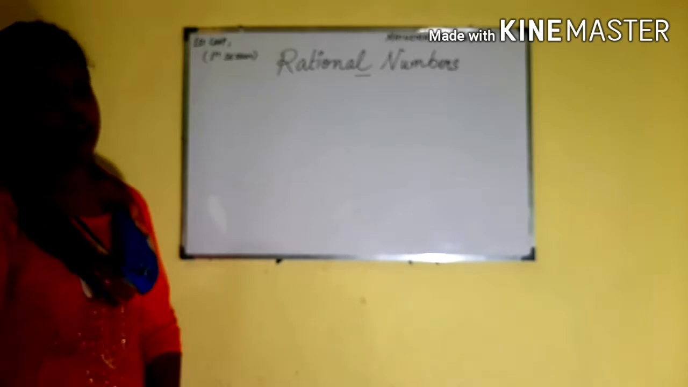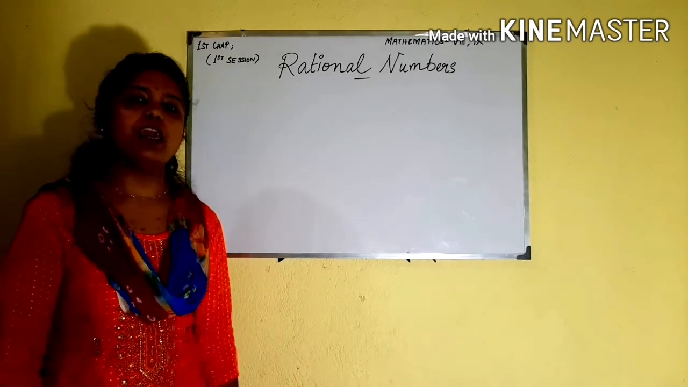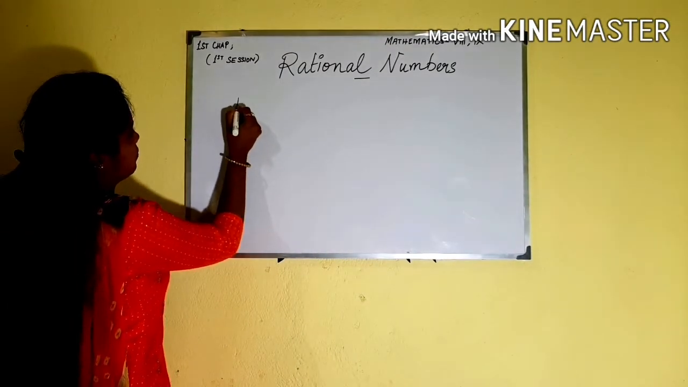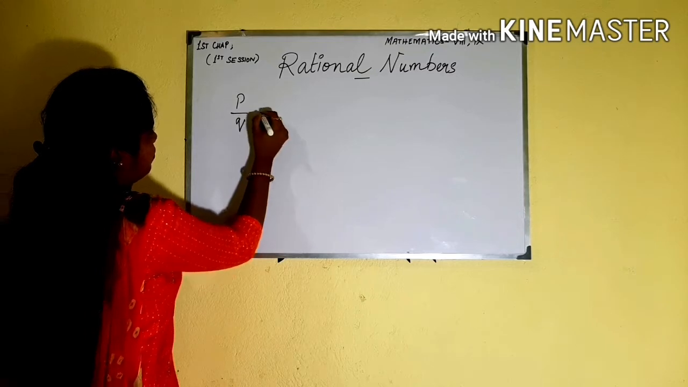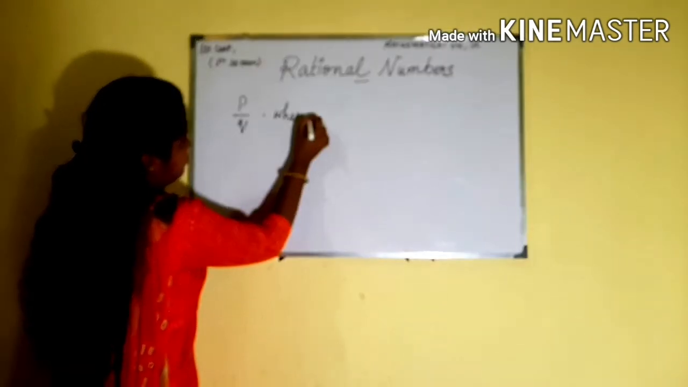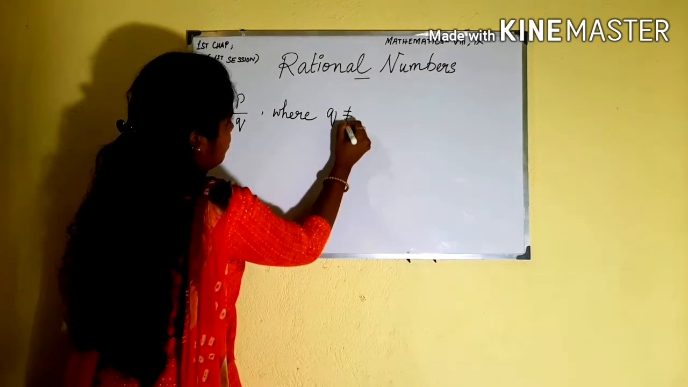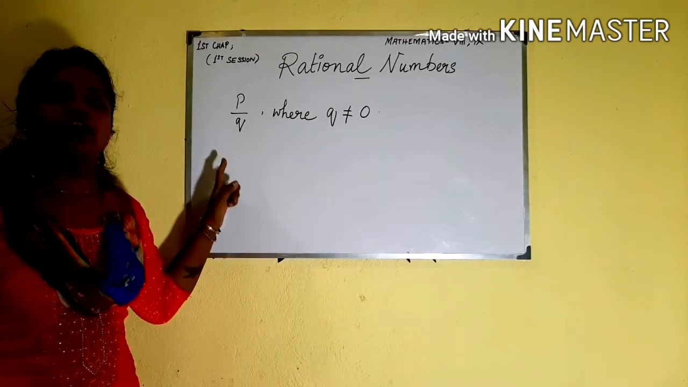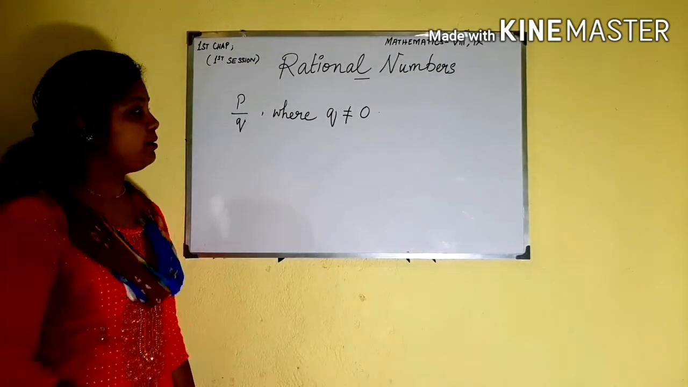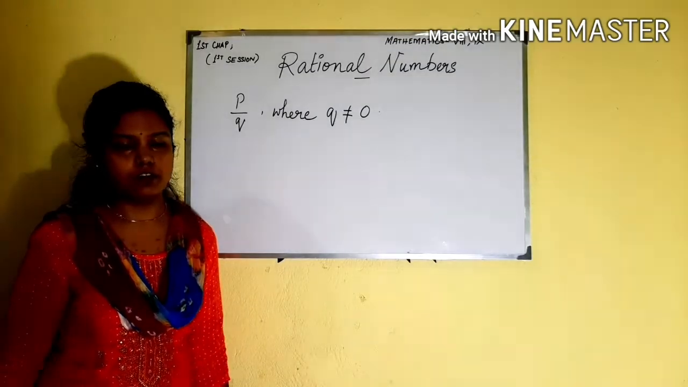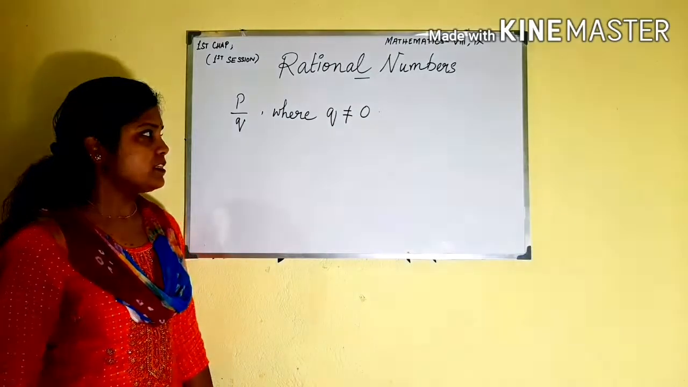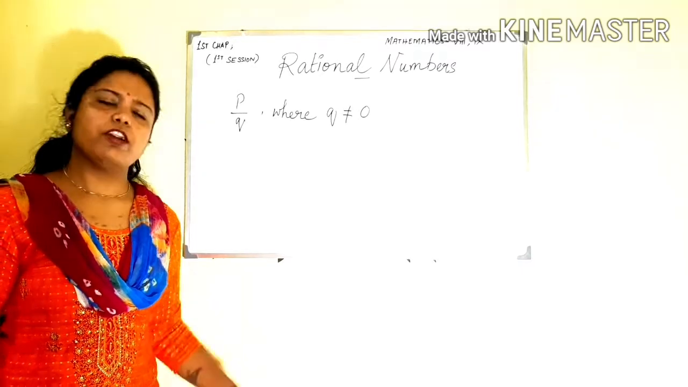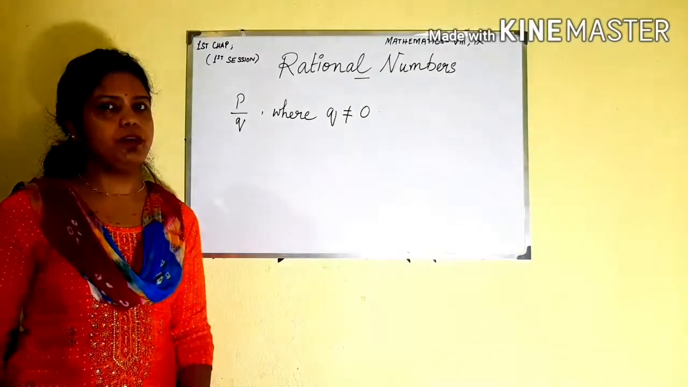Now, as you know, rational numbers can be expressed in the form P by Q. I have written that rational numbers can be expressed in the form P by Q, where Q, that is the denominator, cannot be 0. Now, next we have some of the properties of rational numbers. Rational numbers can be either positive or negative.